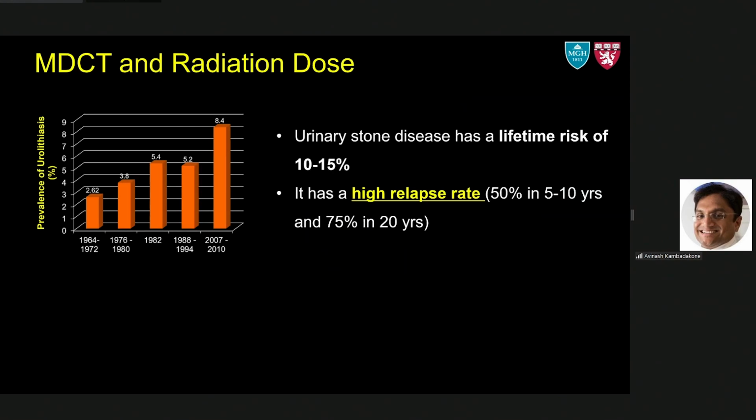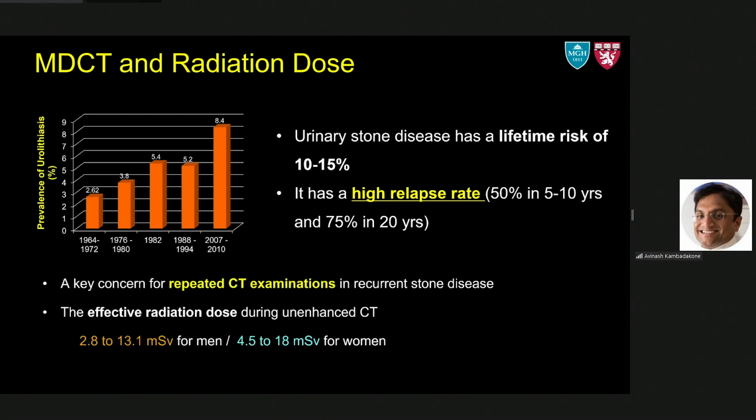Now, as I discussed, stone protocol patients who have stone disease have a high relapse rate, with nearly 75% having recurrent stone disease in 20 years. So, a key concern when you do repeated CT examinations is high radiation exposure. Now, if you look at the effective radiation dose during unenhanced CT, it varies from 2 to 13 millisieverts, depending on the scan, and 2 to 18 millisieverts when the scans are done between men or women.